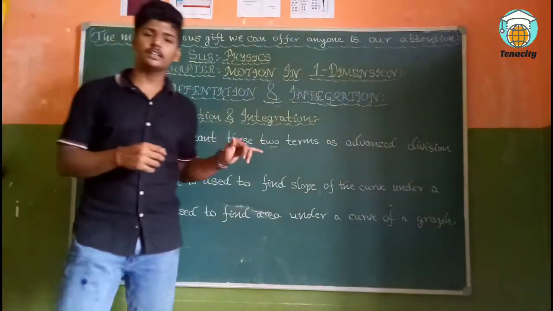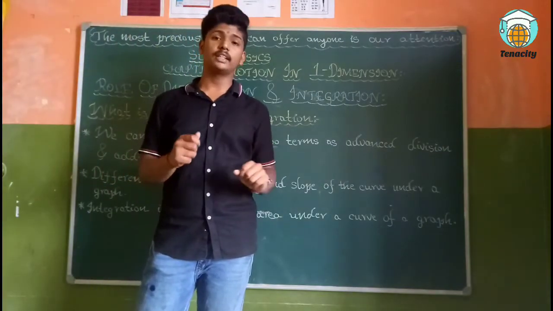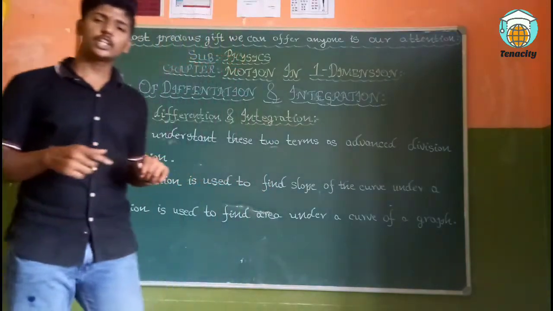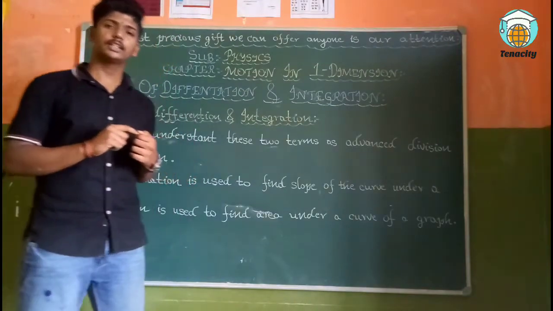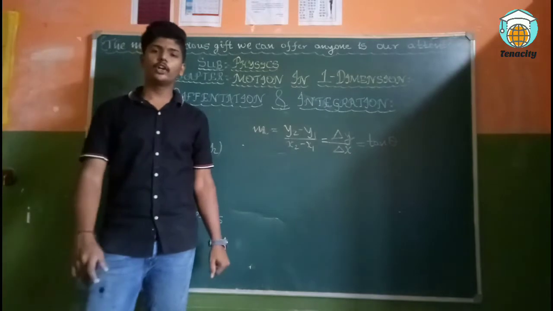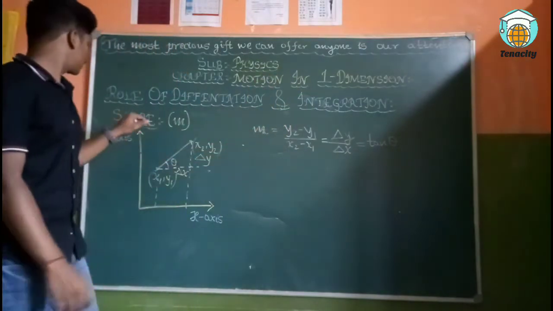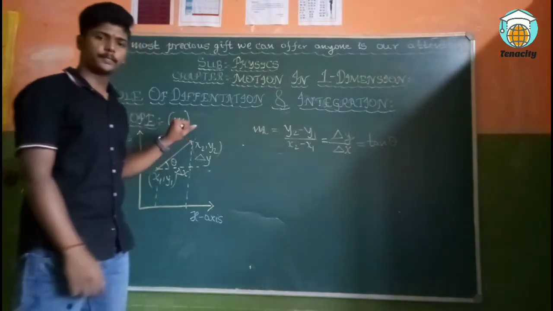Differentiation is used to find the slope of any curve under the graph, while integration is used to find the area under a curve. Before understanding what differentiation and integration are, let us look at what slope is.